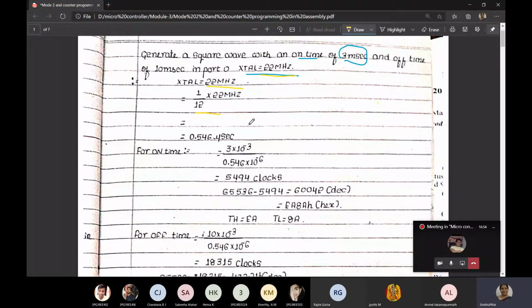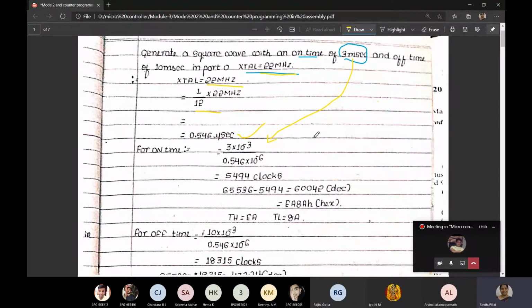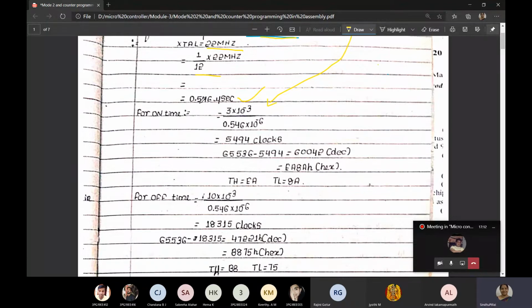After dividing it by 12, convert it into time period, that is, convert it into seconds. This is in megahertz, it is frequency. Convert it into time period. It will be 0.546. Now what is the on time they have given? That is 3 milliseconds, substituted here. So 3 divided by 0.546, you will get one number, 5494 clocks.